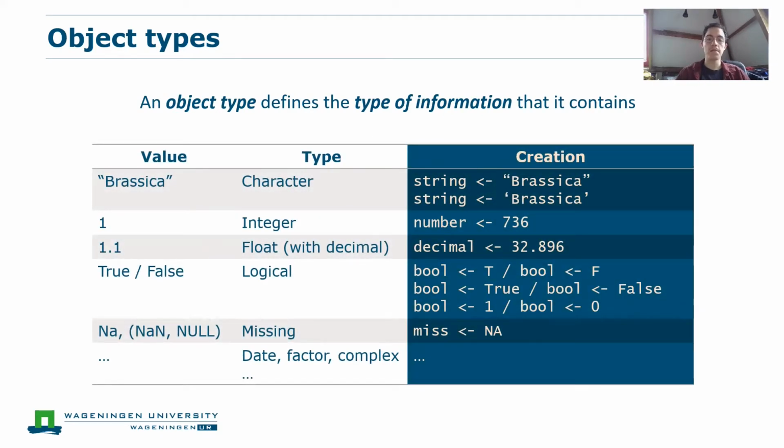So, for instance, character type is that which holds letters, so just phrases of whatever kind of phrase. And you create them by using double quotations or single quotations. They are slightly different, but for us, it doesn't really matter whether you use one or the other. Numbers can be either integer or floats with decimals, and they can be created simply by specifying the number without quotations. If you put quotations around a number, then it will be interpreted as character, not as a number.